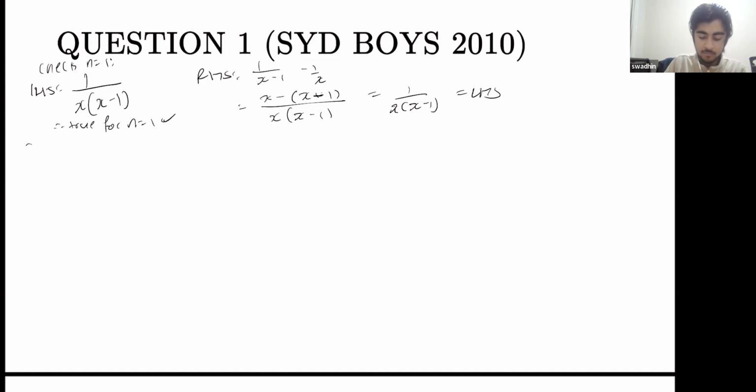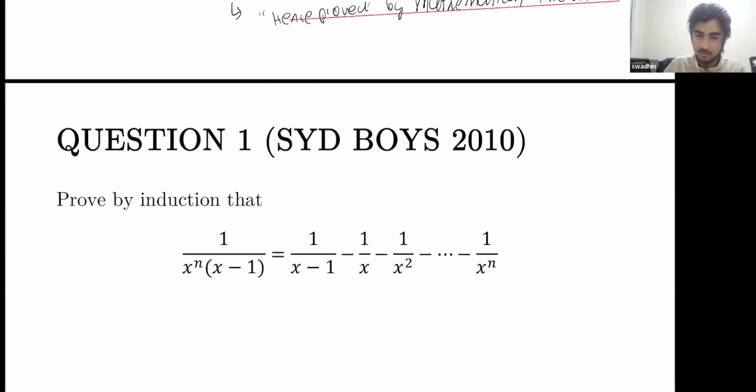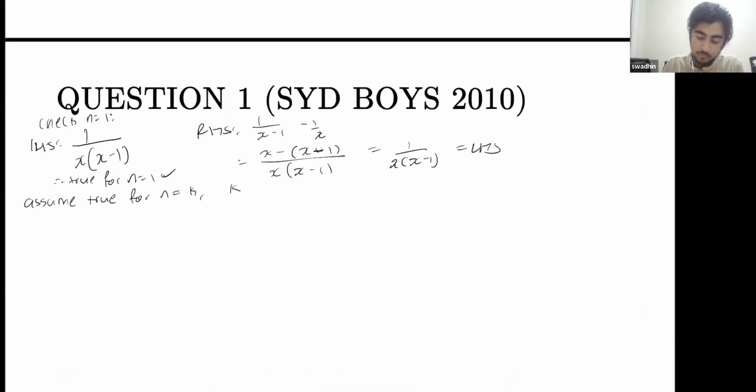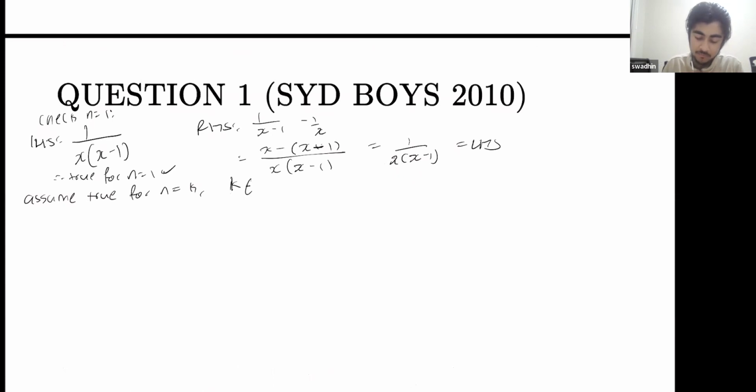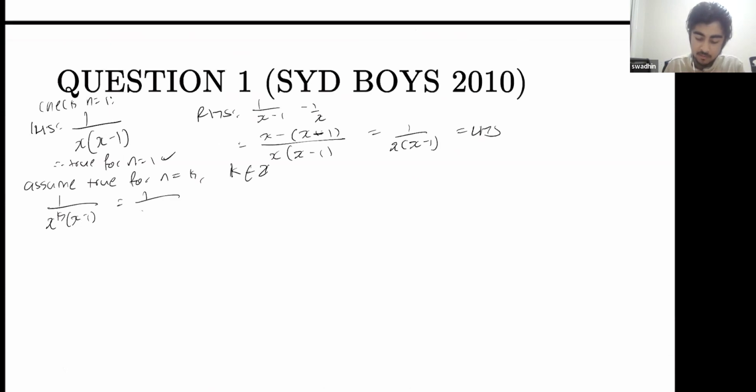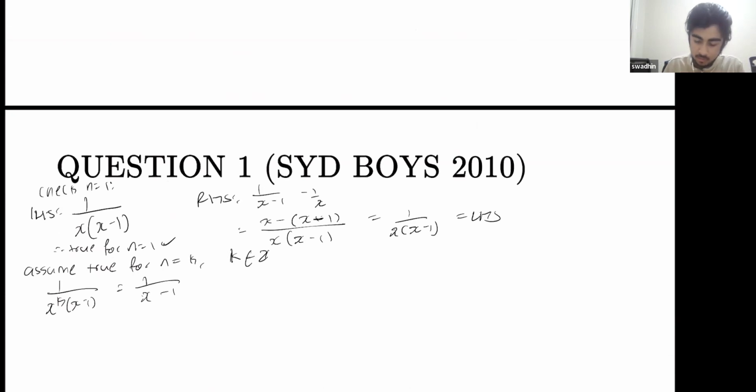Now, assume true for n is equal to k, where k is, okay, here it's supposed to be this. I'd say this is 3 marks. And n is, sorry, I'd say n is an integer. N is an integer. And x is a real number where x cannot equal 0. Yeah. So assume true that for n is equal to k, where k is an integer, 1 over x^k (x minus 1) is equal to whatever's on the right-hand side. So just use whatever is given to you, but just sub in n as k. 1 over x minus 1 on x.